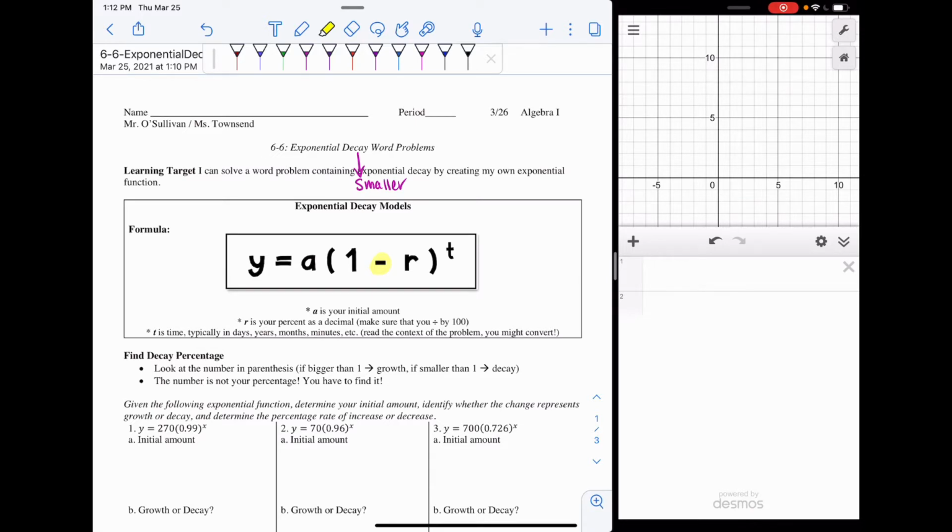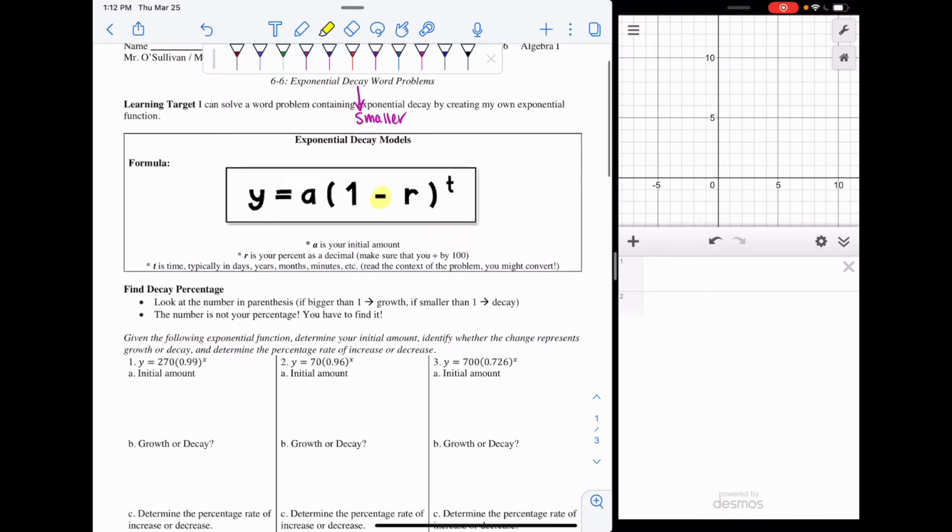The same thing: a is your initial amount, r is your percent as a decimal. Make sure that you divide that number by 100. And t is time, and that's typically in days, years, months, minutes, etc. Make sure that you read the context of the problem, because you might have to do a little quick conversion. And there's an example today where we have to do a conversion.